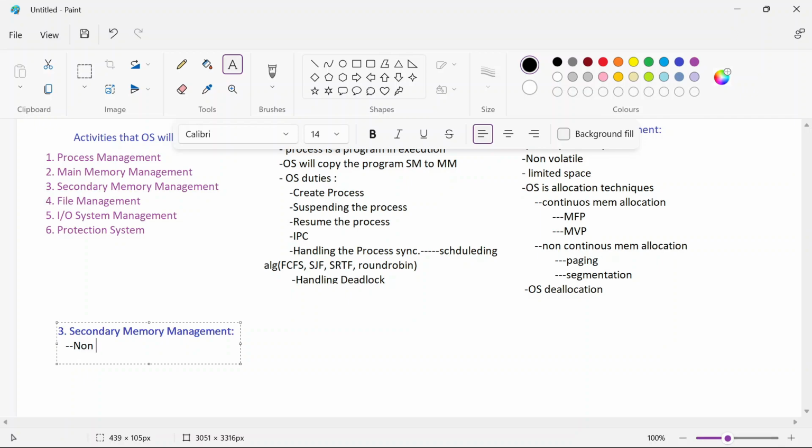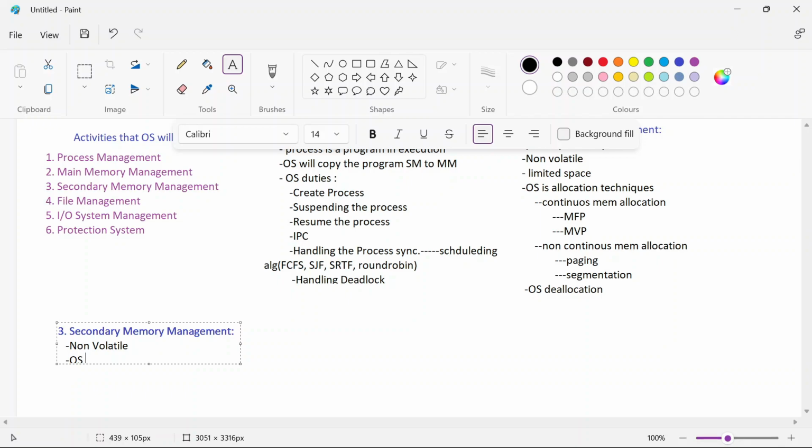Non-volatile. That means we can store the data permanently. And here also the OS duties are allocation, how the data can be stored. So here also the duties of the operating system are how the data can be stored in the secondary memory. The OS is responsible for allocating the memory and deallocating the memory, all these things.